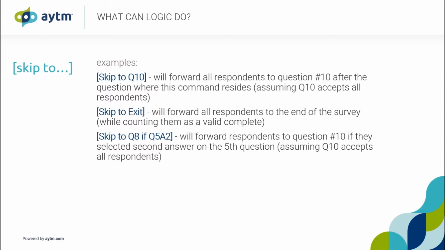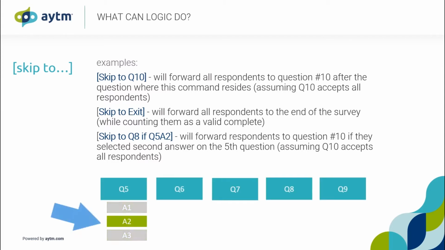In the third example, our respondent chooses answer 2 from question 5. And now because of our logic command, questions 6 and 7 are not shown to them. They land straight on question 8 and continue as normal. See how their path changed? A typical use for skip logic is to avoid showing respondents questions that don't apply to them.